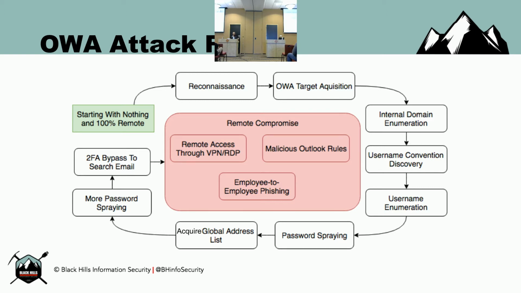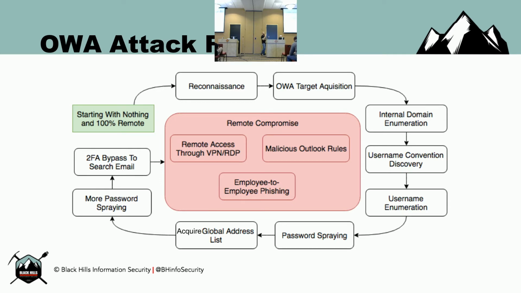We can get the global address list, do more password spraying. And then, like I said, two pass. And then there's a number of compromise from that point, right? Search for VPN access in their email. Like, how did they get in? They probably had some instructions. Or maybe there's a SharePoint site externally as well where they have that documented.